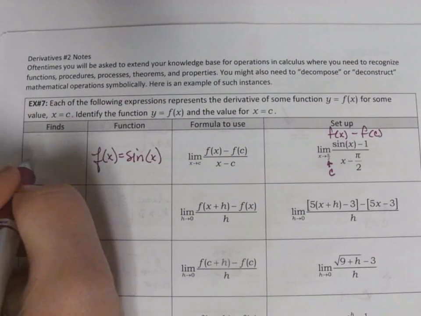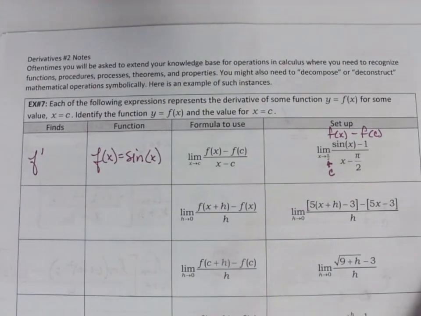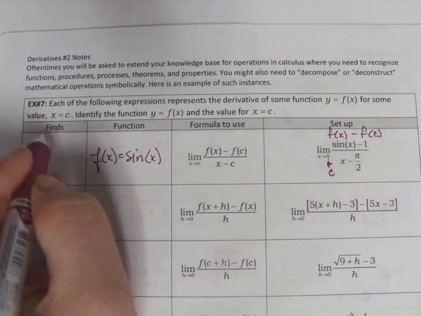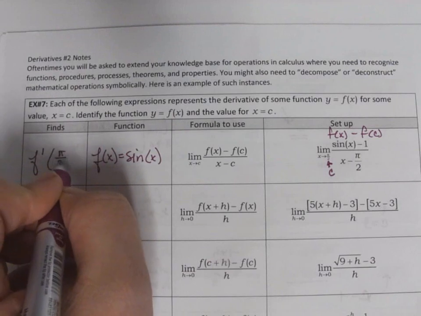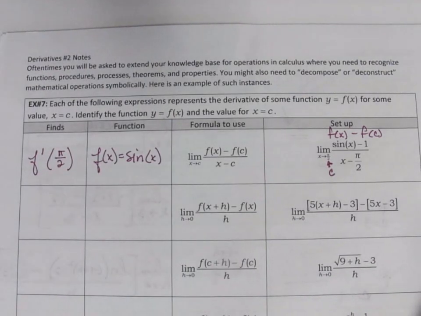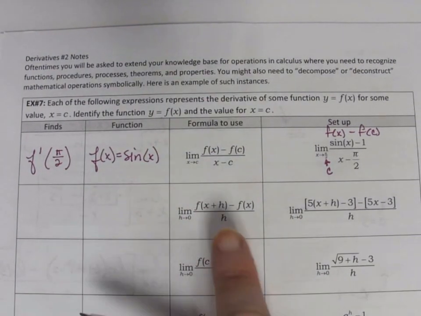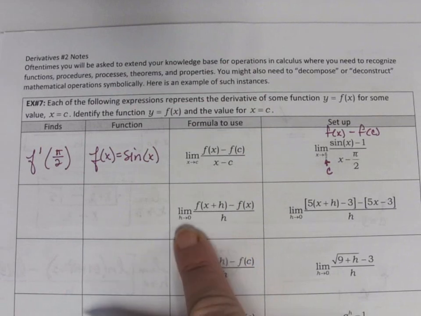What are we finding? Well, we always find a derivative, so it's always going to be f prime. The question is, is there a number or not? In this case, there is. We have a c value of pi over 2. So we're working backwards. Okay, so here's our limit as h goes to 0.